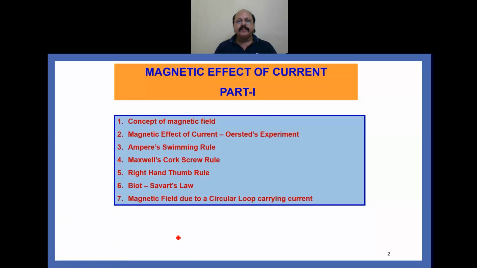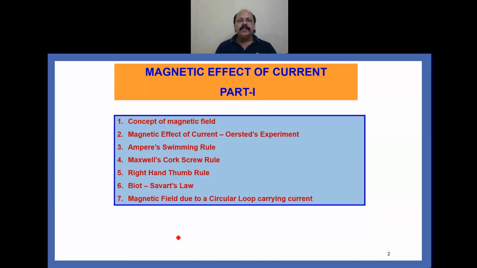Second one, magnetic effect of current, that is Oersted experiment. Third one is Ampere's swimming rule. Fourth one, Maxwell's cork screw rule. Fifth, right hand thumb rule. Sixth, Biot-Savart's law. Then its one application, magnetic field at a point on the axial line due to the current carrying circular loop. Also we find magnetic field at the center of a current carrying loop.